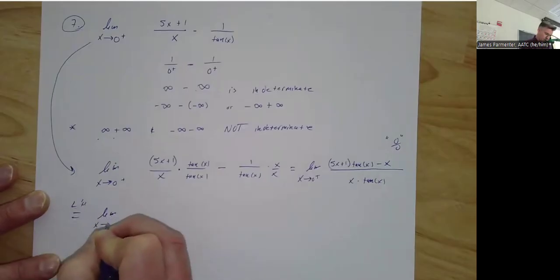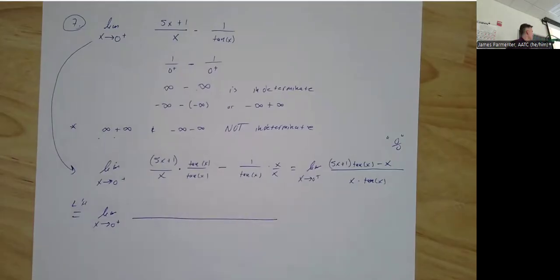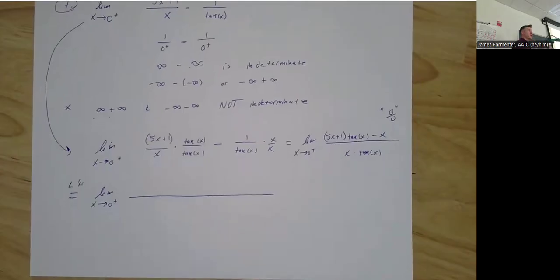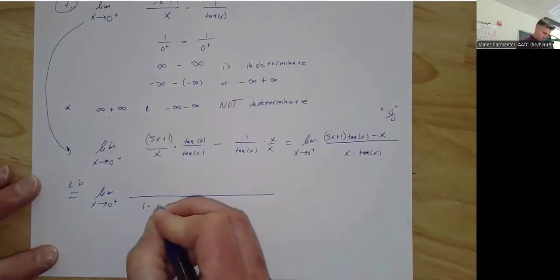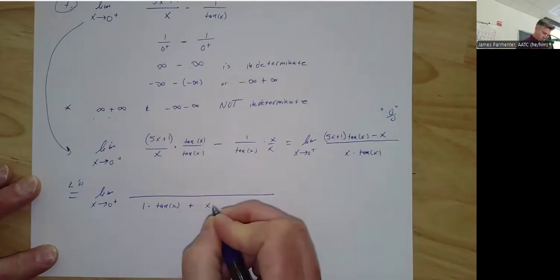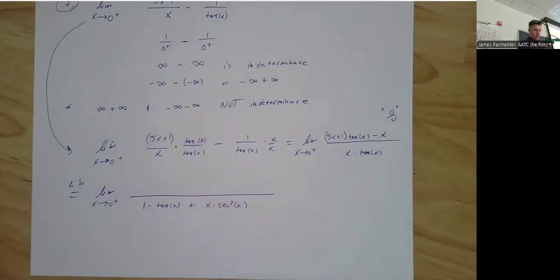Limit as x goes to 0 from the right. All right, you all do it. Take those derivatives. Remember, you're not using the quotient rule. You're just taking the derivative of the bottom and the derivative of the top. You will have to use the product rule, though. I'm worried this is going to get ugly.